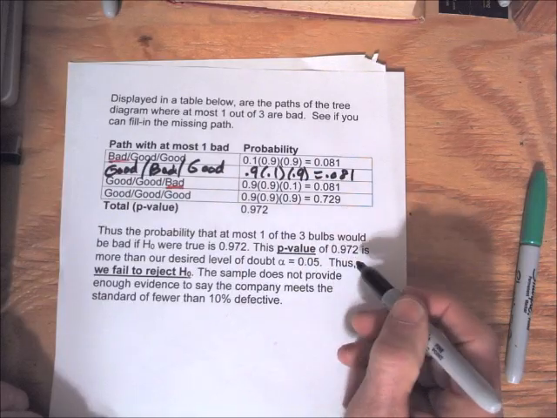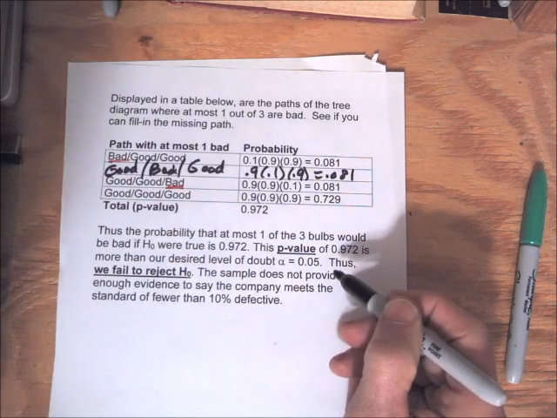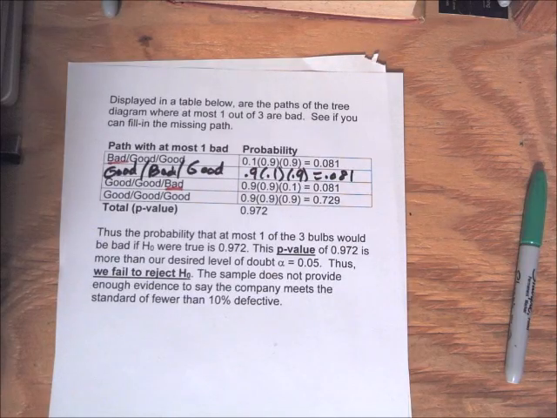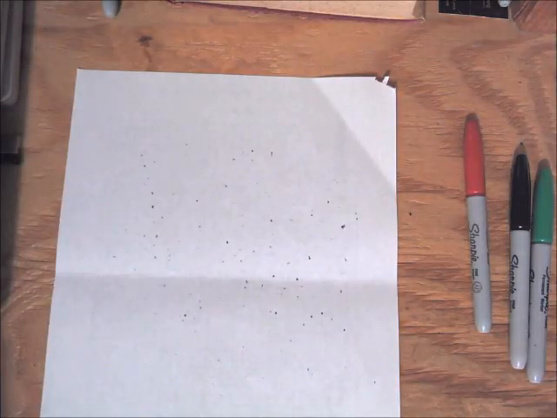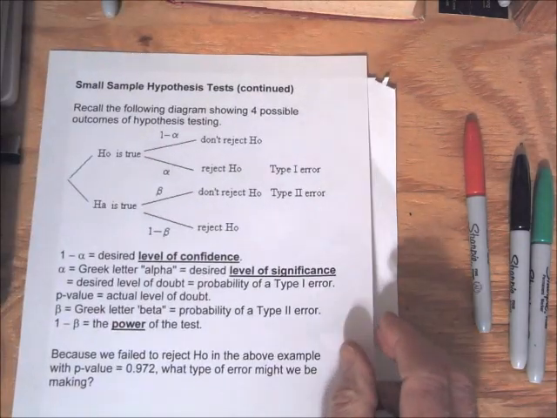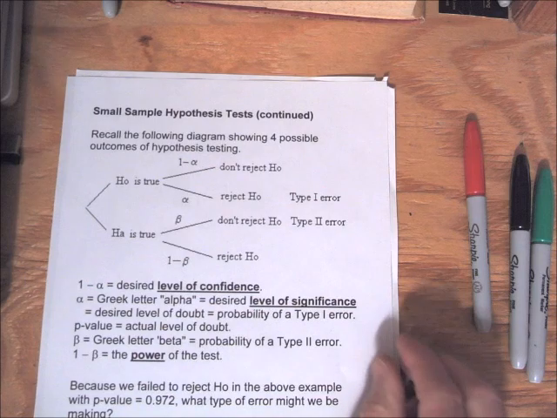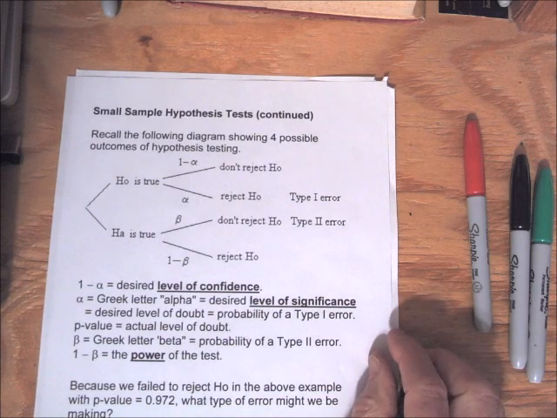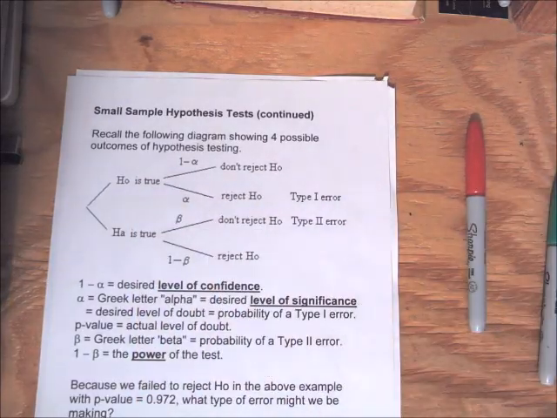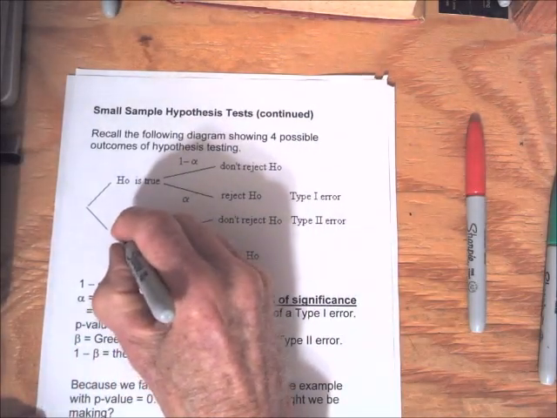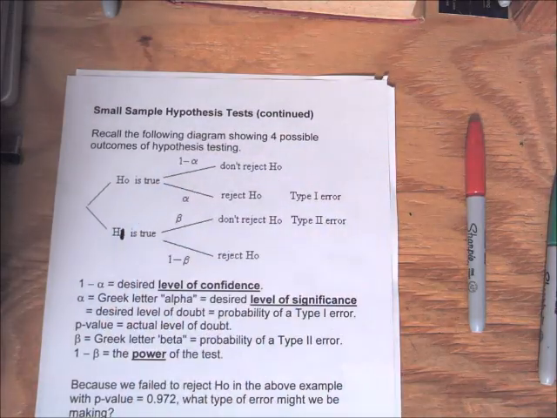The p-value is more than alpha, so we fail to reject H0. The sample does not provide enough evidence to say that the company meets the standard. And this is some of the terminology of hypothesis testing. Either we reject H0 or we don't reject H0, and either H0 is true or H1 is true. Some books use HA, some books use H1, but I'll usually try to put H1 here.